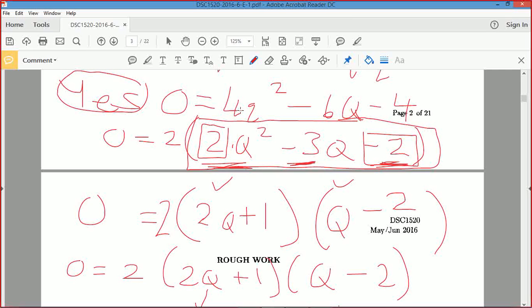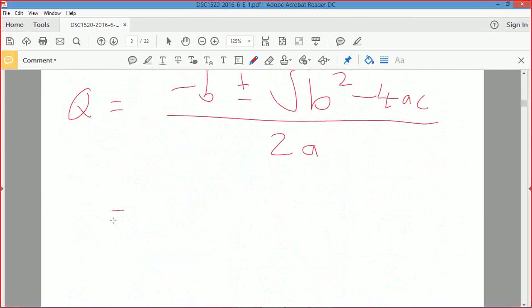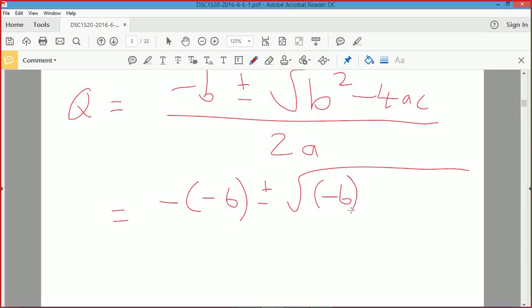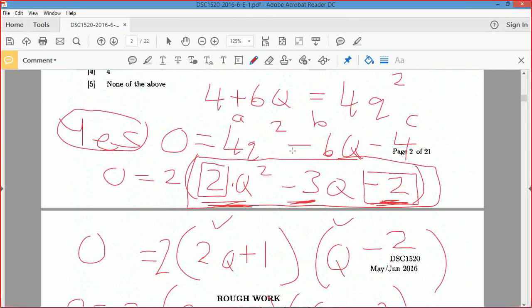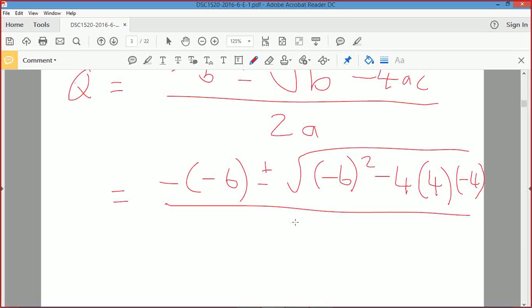So 4q squared. What's the a? 4. What's the b? It's minus 6. What's the c? Minus 4. Do you agree? Okay, so let's put all of that in. I said my b was minus 6, so minus 6 plus minus square root of minus 6 squared minus 4 times a, which is 4, times c, which is minus 4. Close bracket, put a line there, 2 bracket, 4.